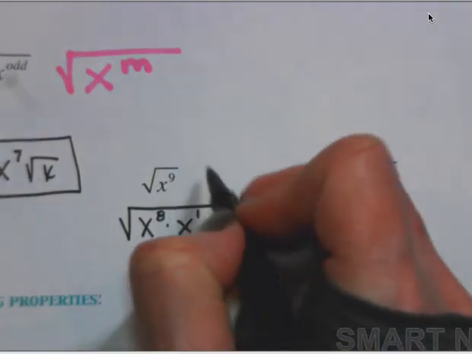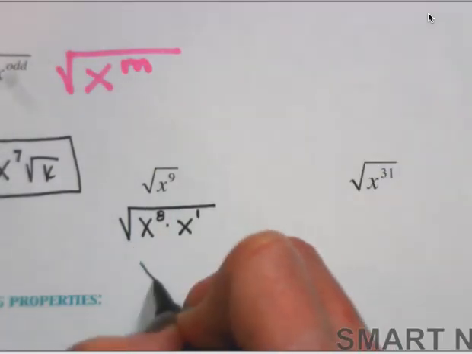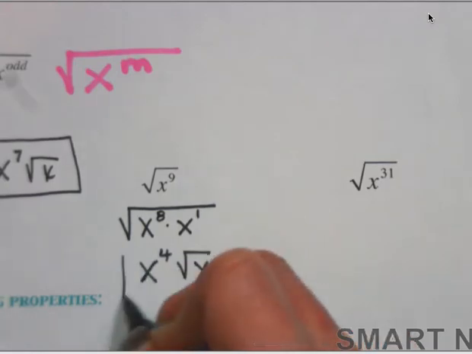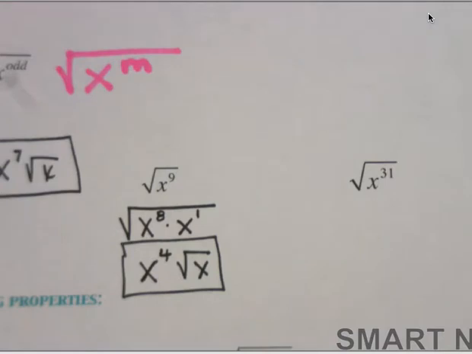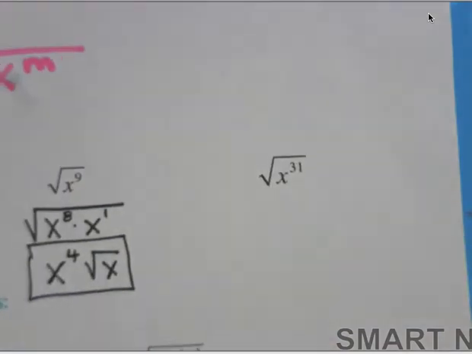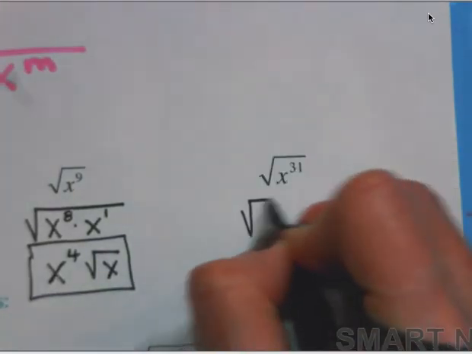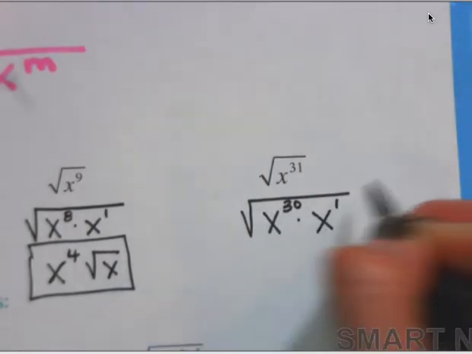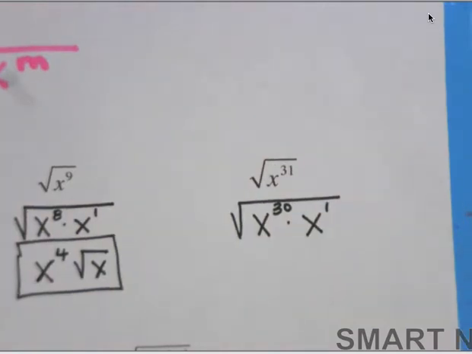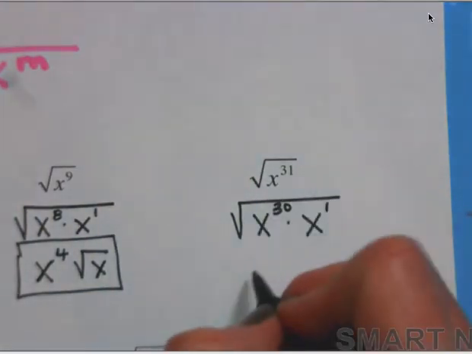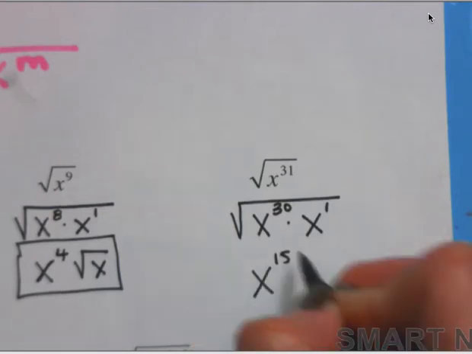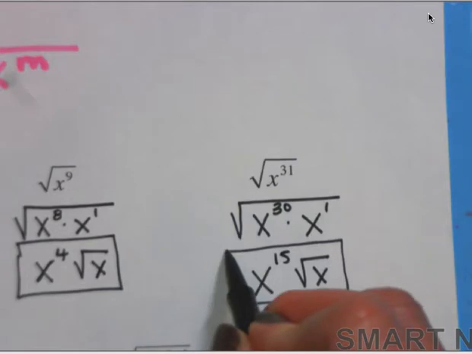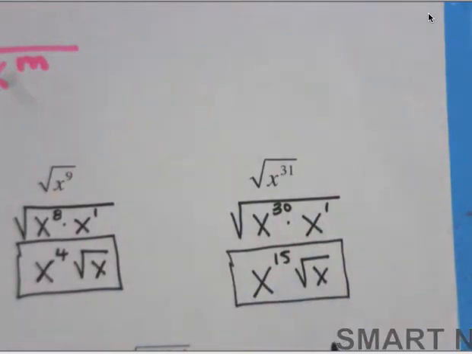So that means my simplified expression is going to be x to the power of 4, and then x to the first is going to remain underneath the radical. And then x to the power of 31, the largest perfect square factor here is going to be x to the power of 30, leaving me with x to the first. And then 30 divided by 2 is 15. So that's going to be x to the power of 15, and then I'll have the lone x that stays underneath the radical. x to the first would remain underneath the radical.